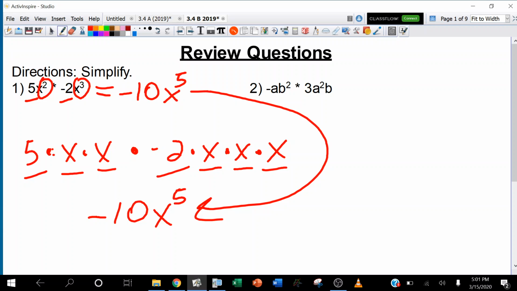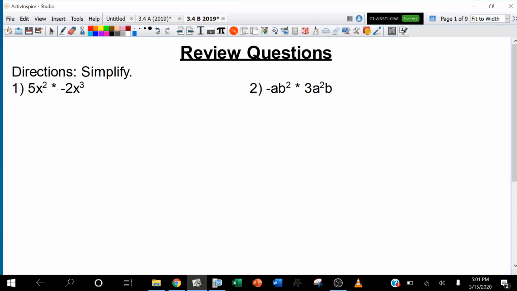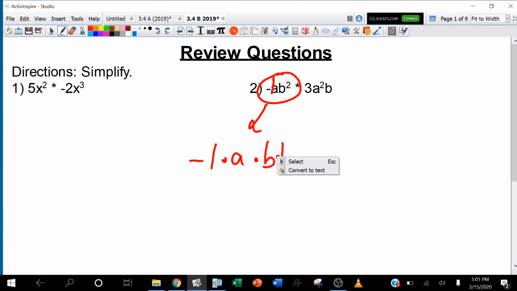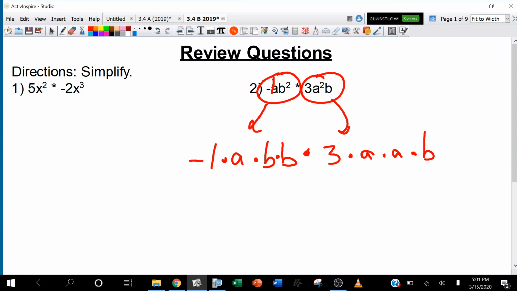And just notice with that, there's just one variable in the problem there. Whereas for number two, there's now two different variables. There's a's and there's b's. So a couple different things with this. First is there's no number in front of that a, so I'm going to put a 1 there. So this right here, negative 1ab squared would be negative 1 times a times b squared, which would be b times b. And then I got the times in the middle. And then 3a squared b would be 3 times a squared, which would be a times a, and then times b at the end. So once again, I'm going to multiply together the parts that are alike.